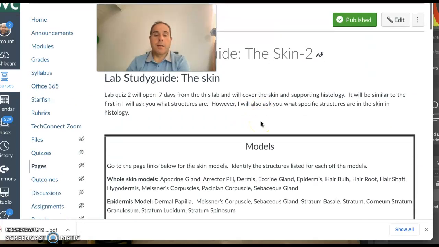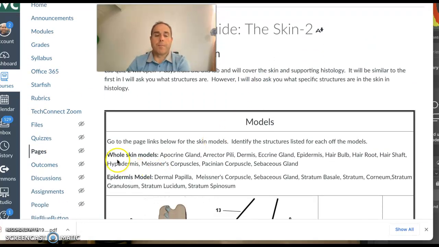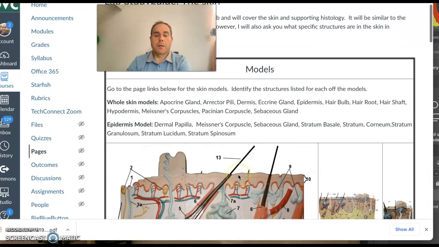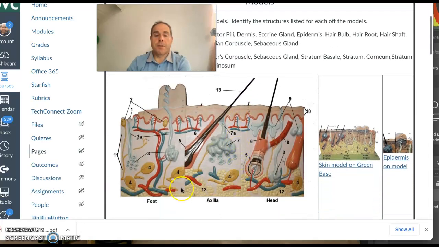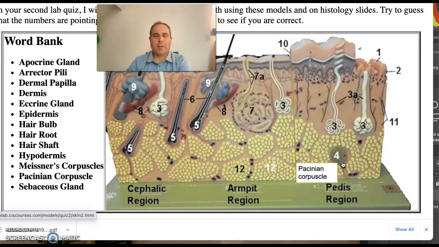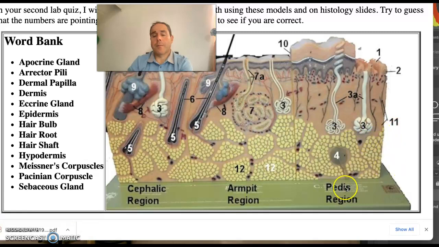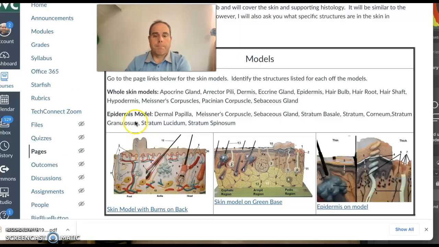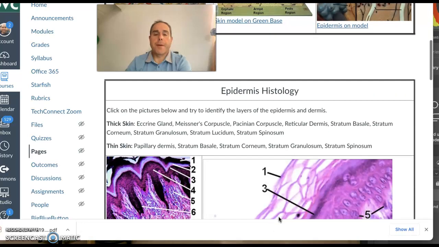So I clicked on the study guide. It basically lists out what you need to know. Whole skin model, epidermis model, and there's pictures. Some of them are just the pictures of your lab book. Others, if you click on, will take you out to other websites. And these are mouse over models. So it gives you the terms. And if you move the mouse over, oh, hypodermis. Pacinian corpuscle. Eccrine sweat gland. Duct of eccrine sweat gland. So I list what you need to know, and usually some sort of model. A lot of them actually go to my webpage.